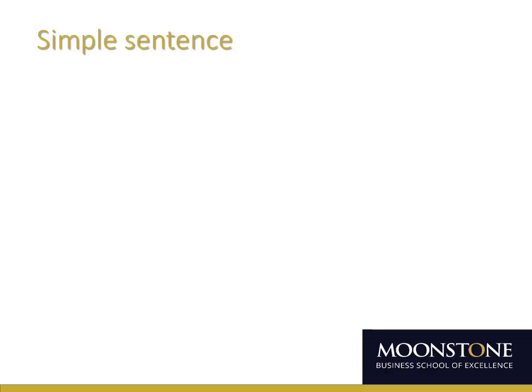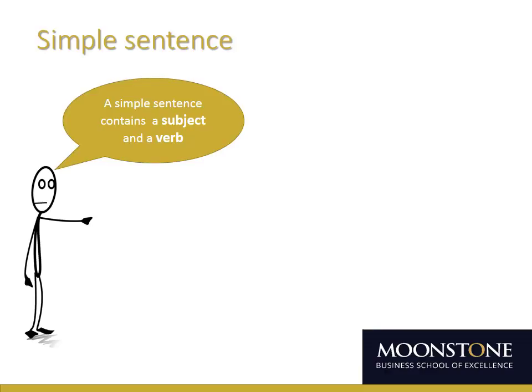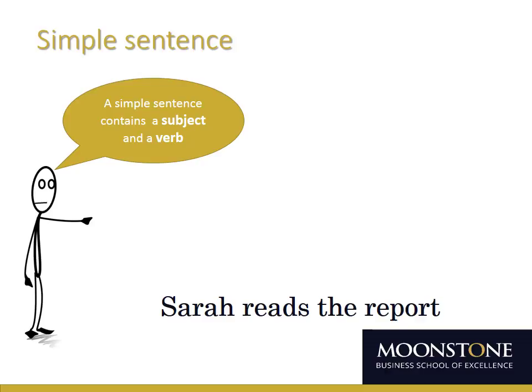There are different types of sentences. The first one we need to discuss is the simple sentence. A simple sentence contains a subject and a verb. For example, the sentence, "Sarah reads the report." Sarah is the subject, reads is the verb. A simple sentence can be expanded by adding pronouns such as them, her, him, or nouns.